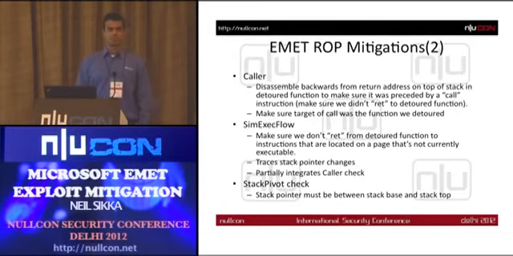Another mitigation is simulation execution flow, simexec flow, where we make sure we don't ret from the detoured function into a place that's currently not executable. So for example, if the attacker was going to call VirtualProtect, and the return address after VirtualProtect is done would be a page that is not executable right now, that means one of two things. Either they're calling VirtualProtect to make it executable, or it's a bug and it's going to crash because it's going to try to return to a page that is not executable. Either of those two cases is wrong, so we flag that and mark it as an error.